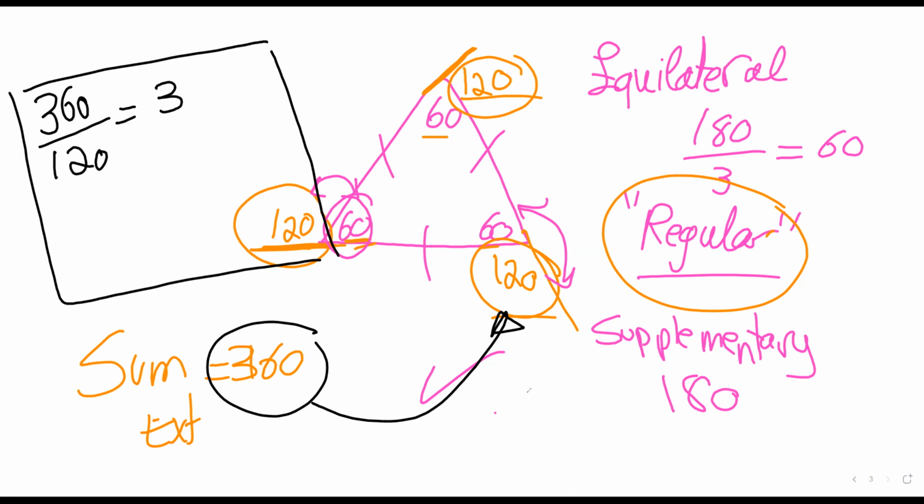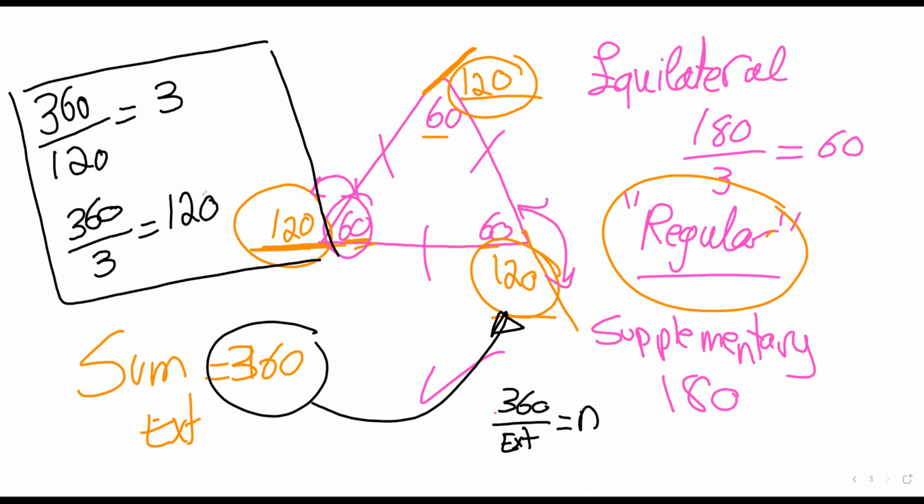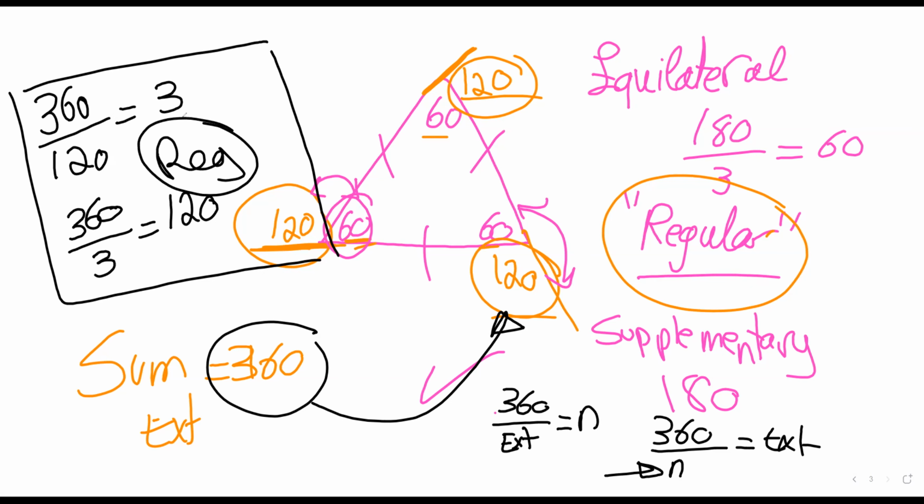So 360 over exterior gives the number of sides. طب العكس بقى, 360 over the number of sides will give you the exterior angle. 360 over the number of sides, and remember that the number of sides is represented by the letter N, will give the value of the exterior angle. But these rules قلنا apply on regular بس.